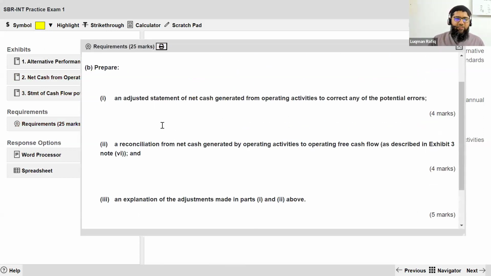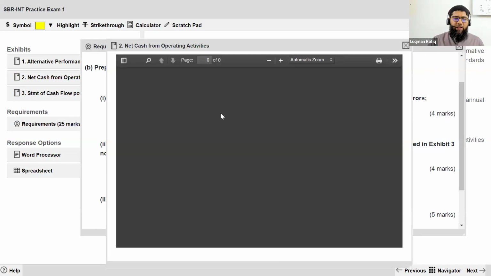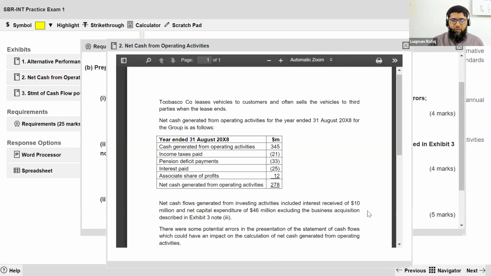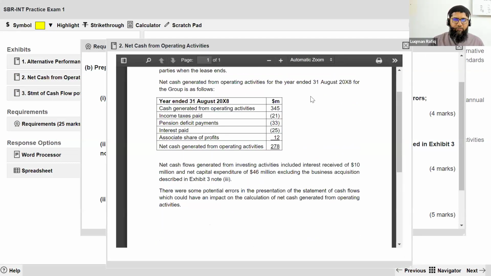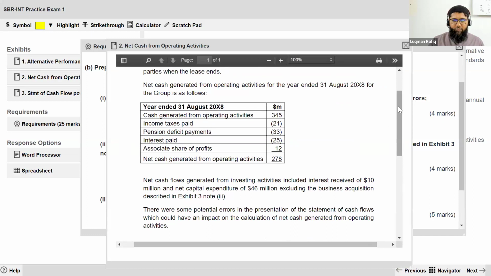The next requirement is to prepare an adjusted statement of cash generated from operating activities to correct for the potential errors. Now, can you do this? Can you try to do this, please? Can you try to rectify this?